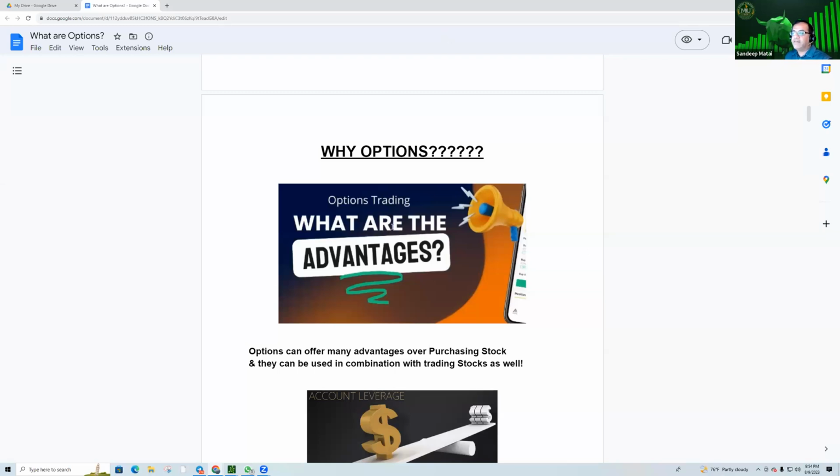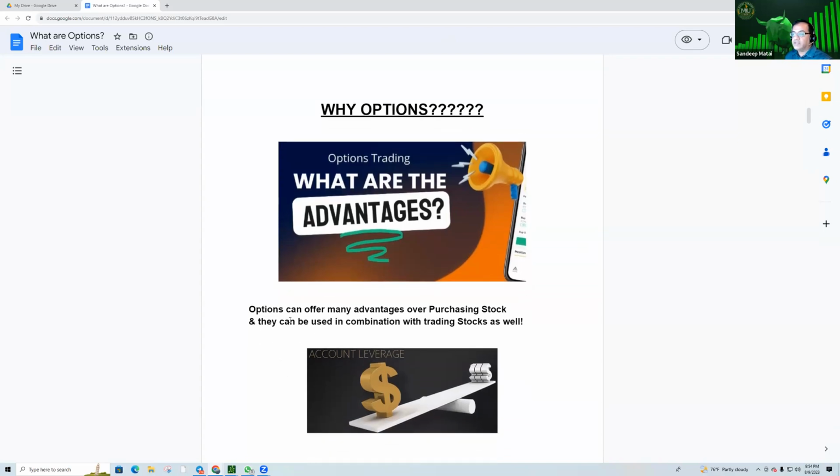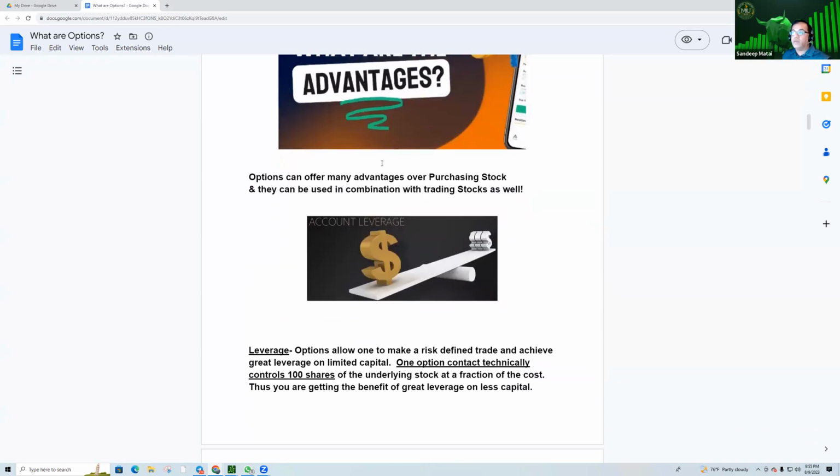All right. So let's talk about why do we do options? What are the advantages? There's a lot of advantages. Options can be used over purchasing stock, and they can also be used in combination with trading stocks. People feel like, well, I trade stocks, I don't need to know options. Well, you can actually use options to enhance your stocks. That's why I'm a firm believer that a good trader and a good investor should at least know what they are and know the uses of them, because even if you just own stock, you can use this in combination with stock to juice it more, or to protect, which I'll talk about.